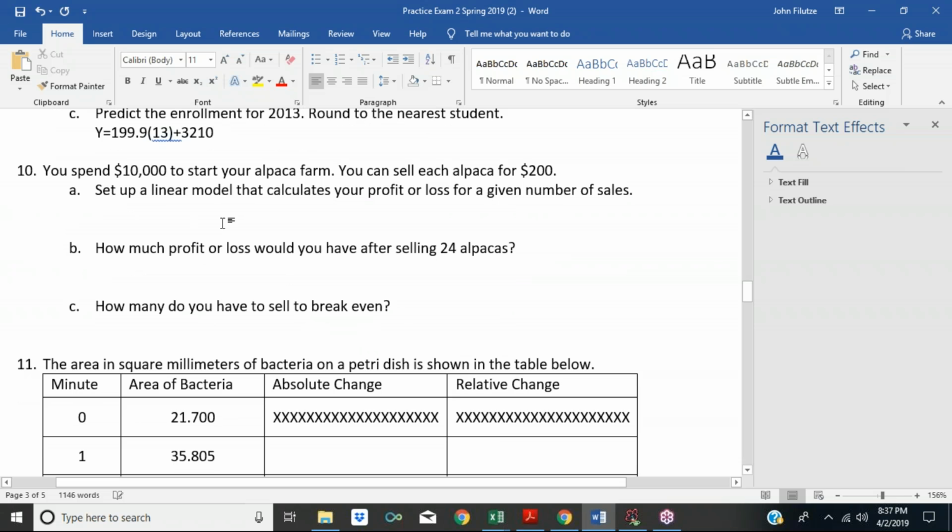Number 10, same idea, the linear model, y equals the rate of change. You're selling them for $200. Oh, I guess let's see. Set a linear model that calculates your profit or loss for a given number of sales. So 200 times the number of alpacas. And then what are we going to do with that 10,000? It says you spend 2,000 and you're gaining the $200.